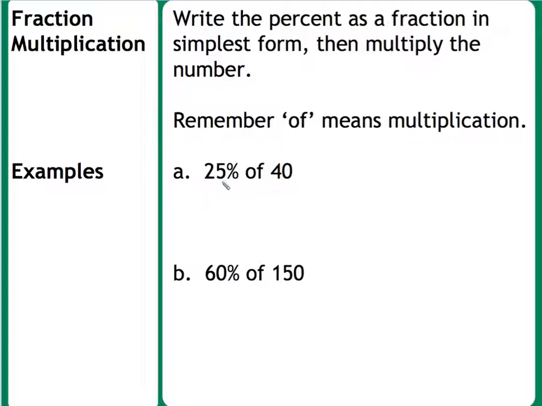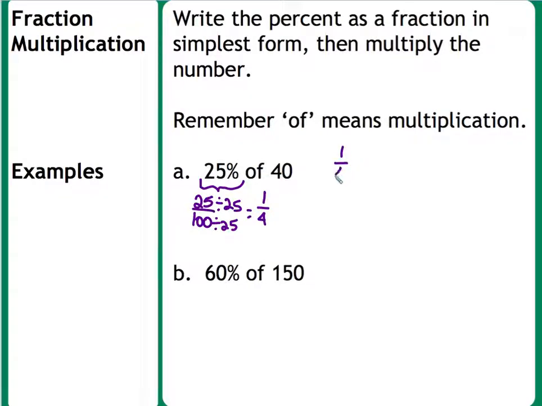So what we're going to do is we're going to do 25% times 40. But first what we're going to do is we're going to change this 25% into a fraction. So 25% is 25 per 100. And then, like I said up here, let's simplify that to make our computation that much easier. So in the end, 25% is 1/4, which I'm sure most of you knew off the top of your head. All right, so now we're going to do 1/4 of 40.